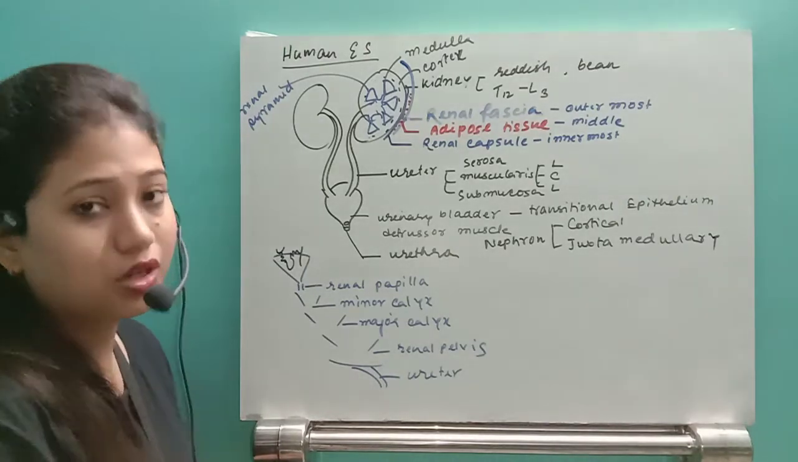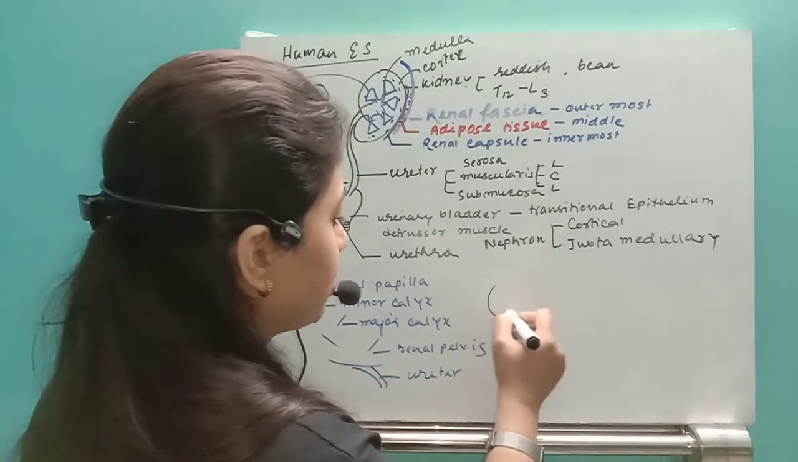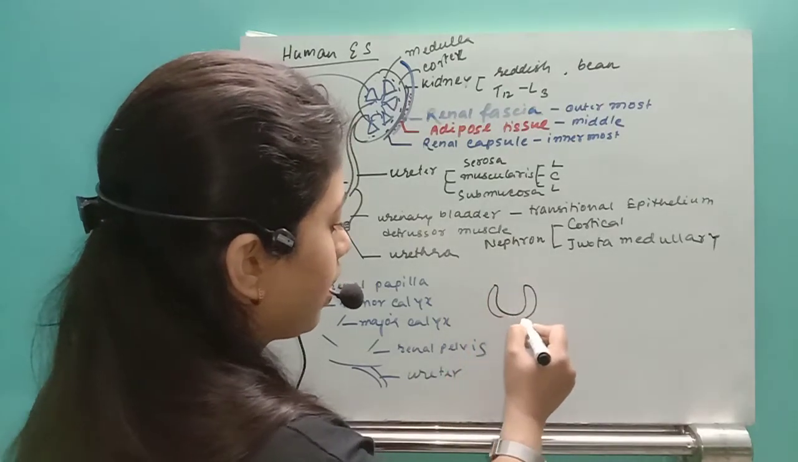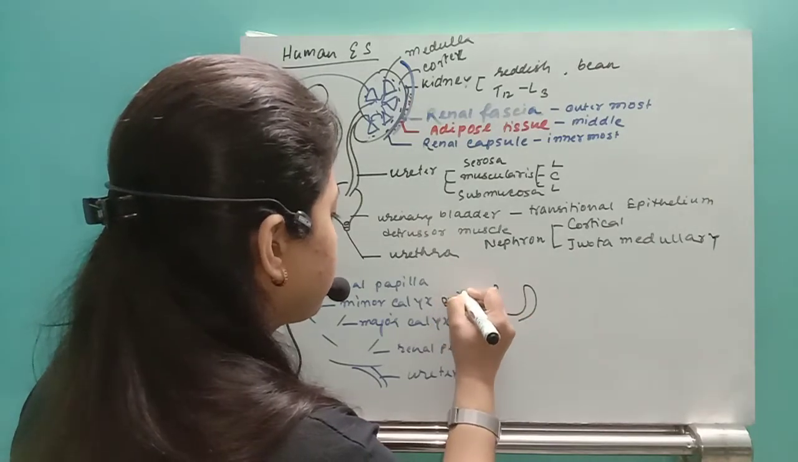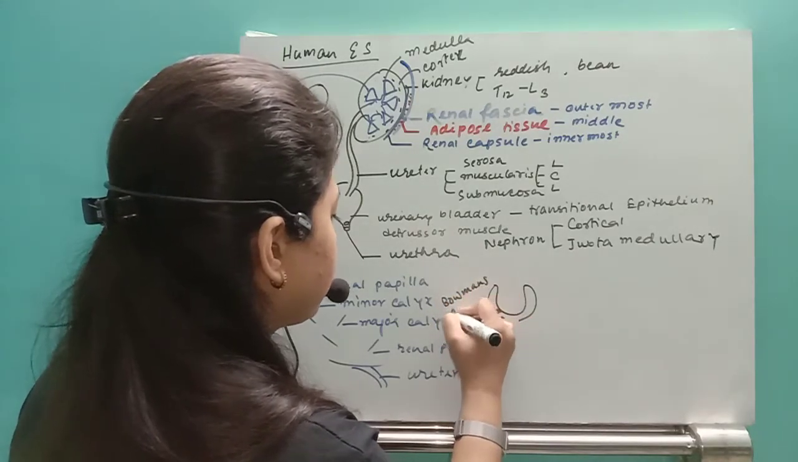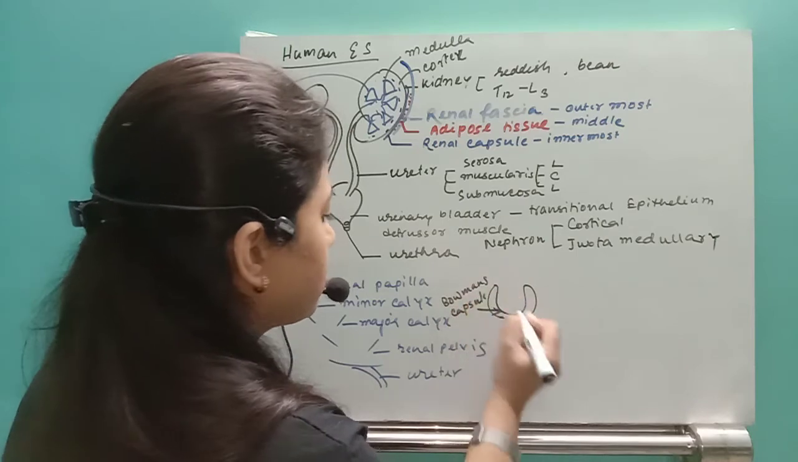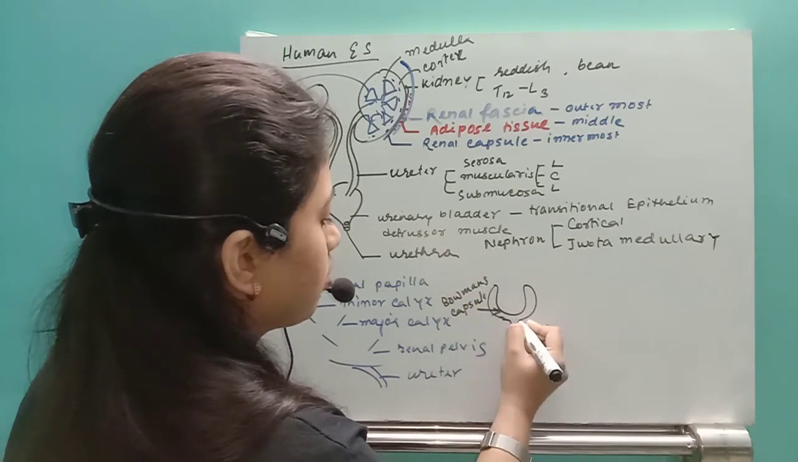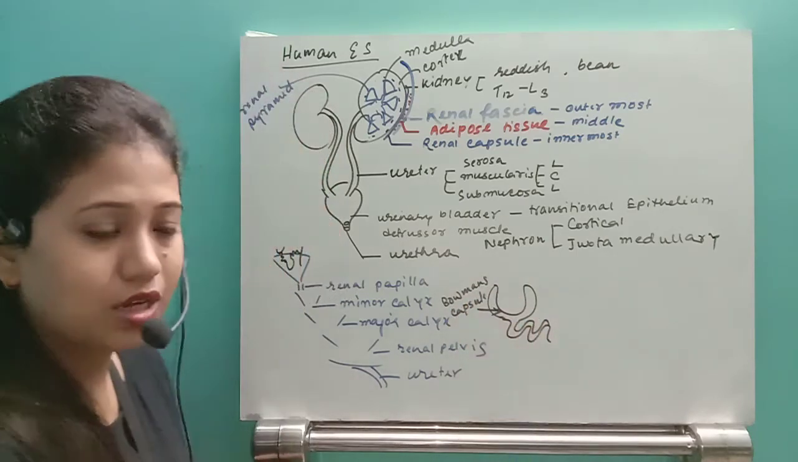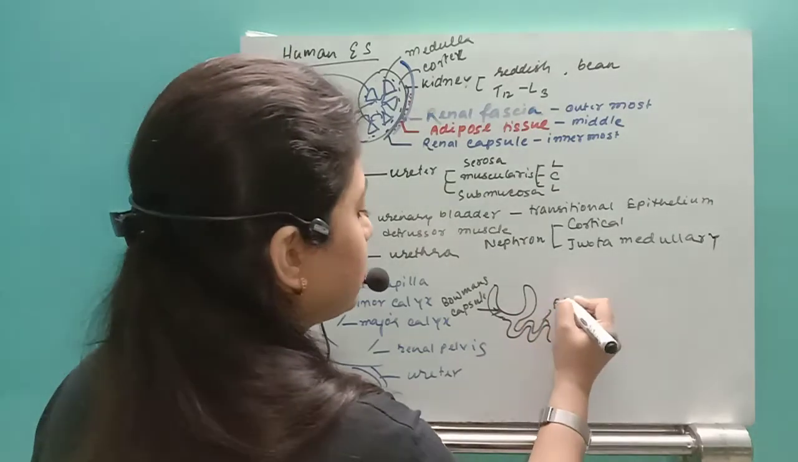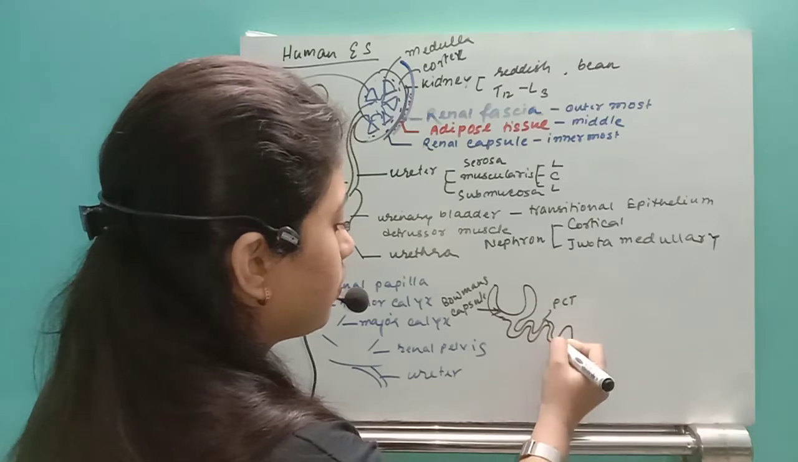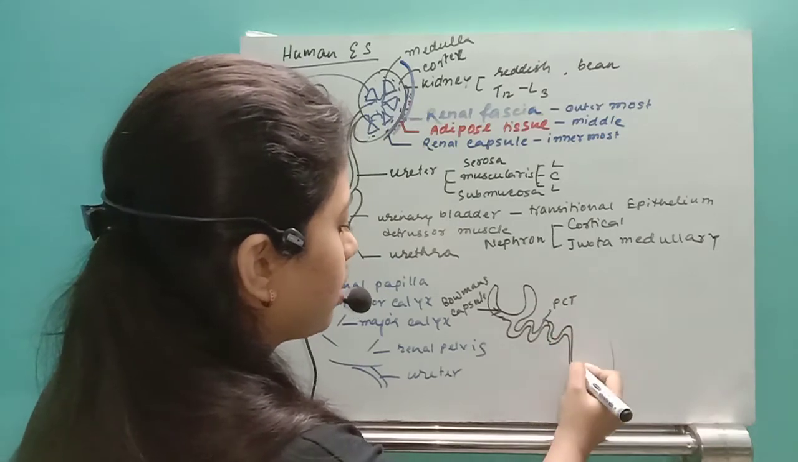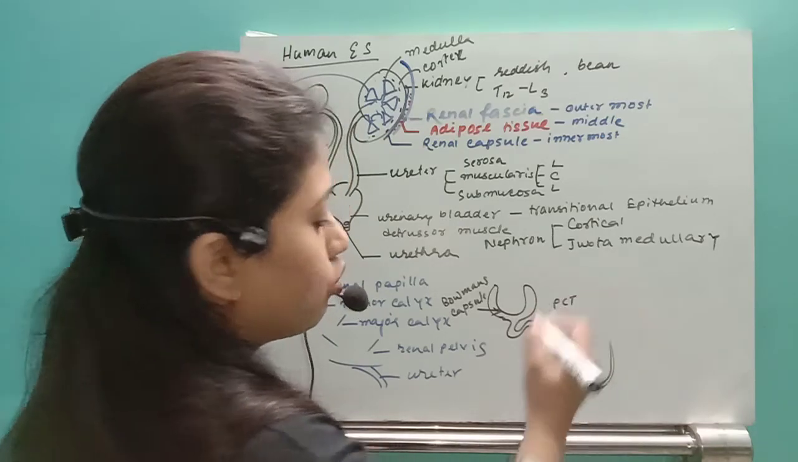Now if you see the structure of the nephron, how it looks like, this nephron is going to have as its first structure the Bowman's capsule. Then from this Bowman's capsule the tube comes out, called the PCT, proximal convoluted tubule. Proximal convoluted tubule will descend down, and that will be called the loop of Henle.